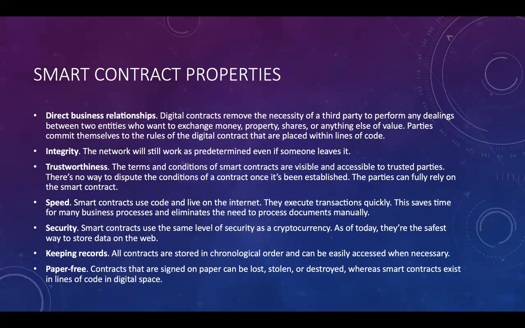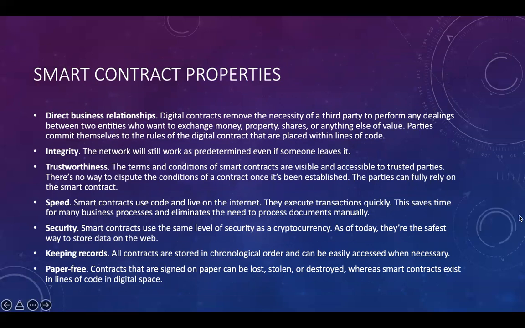The network will still work as predefined, even if someone leaves it. It is predetermined and an automatic thing that works, and it has trustworthiness. It has more speed, it has security, it keeps records, and the best part is that it is paper free. So these are the great properties of smart contracts, and this makes it very rigid, so attackers cannot hack it, because it is predefined and has all these properties, making it more trustworthy to rely on.